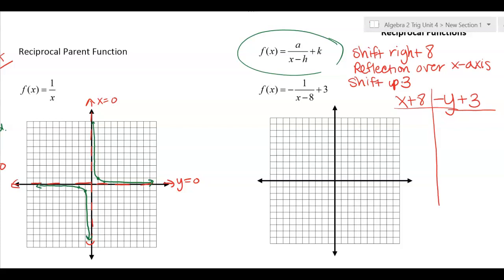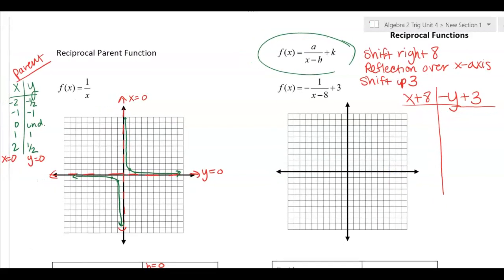So if I make the chart, I go back to what we had before. I'm going to take every value in the x column and I'm going to rewrite it right here, but I'm going to shift it over 8 by literally adding 8 to what the x coordinate was before. So -2 plus 8, -1 plus 8, 0 plus 8, 1 plus 8, 2 plus 8.